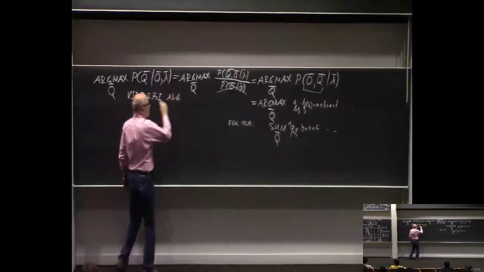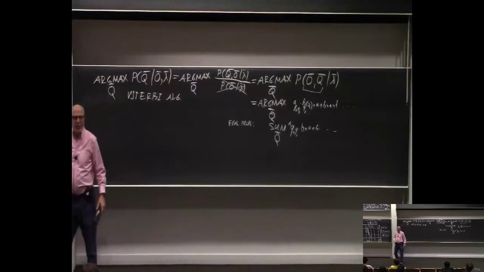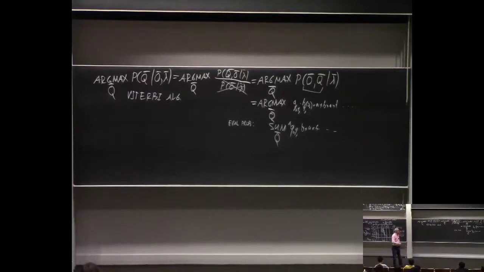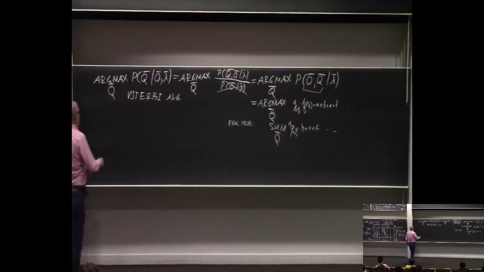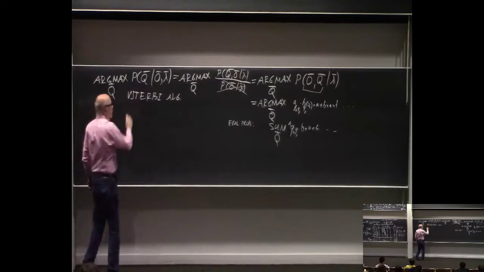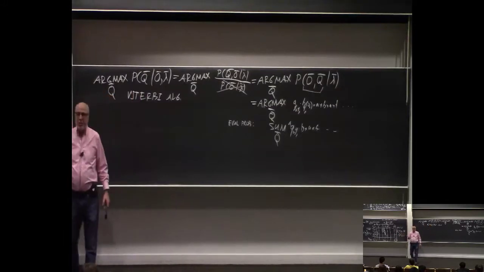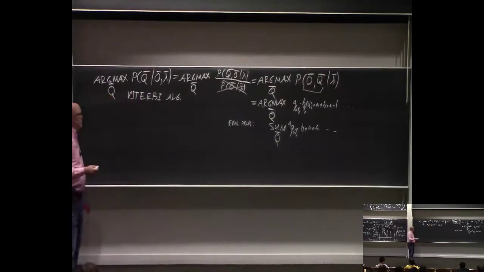This is named after the person who invented it, who might still be alive, for all I know. I think he's... I'm sorry? Andrew Viterbi, I think he was an information theorist. And the table, instead of being called the alpha table, is called the Viterbi table. And the recursive quantity, instead of being called alpha, is called Vt for Viterbi.